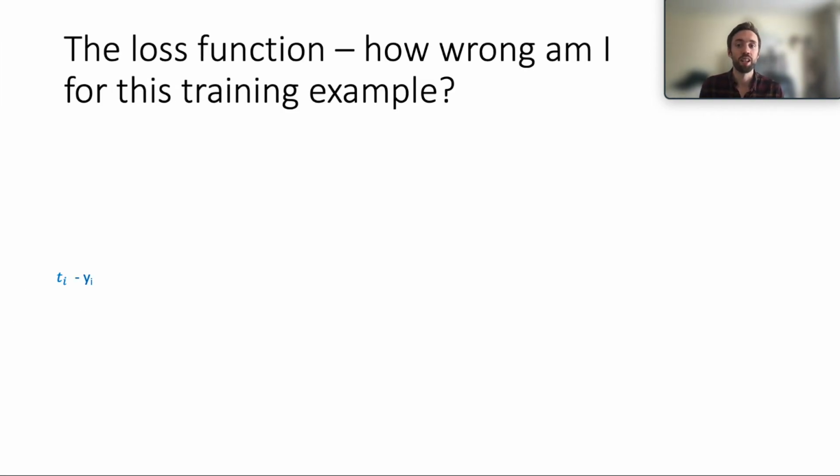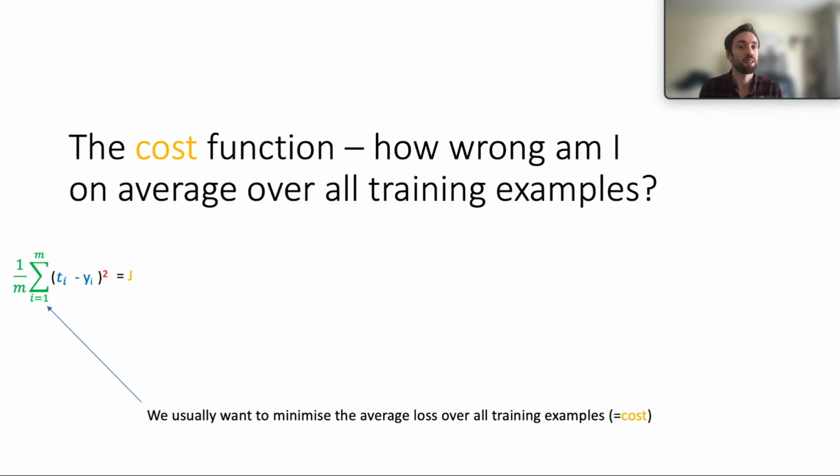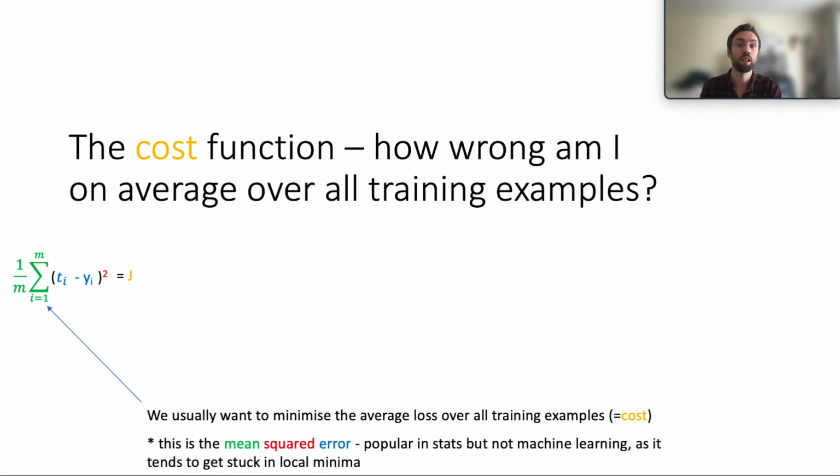More generally, in supervised learning, we want to use a loss function, which is a function that will just tell us how wrong the network is for a particular training example. And a common example of this would be to take the square of the error. But we usually want to minimize the average loss across many different training examples. And this is called by some researchers the cost function. However, it is true that not all researchers maintain this distinction between the loss and the cost, and some do use those terms interchangeably. And this particular cost function is the mean squared error.